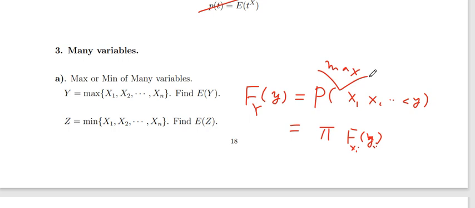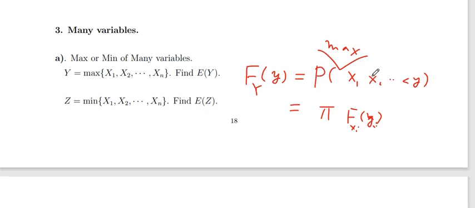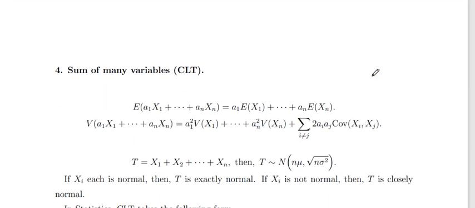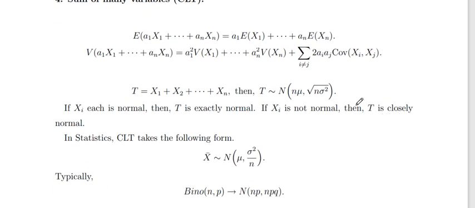So for the minimum, we find the density function or cumulative function. For the minimum, we just find: if the minimum is larger than a, then each one should be larger than a, like that. Okay. So if we have many variables, we have this formula, and here a typical situation is the central limit theorem. Okay.